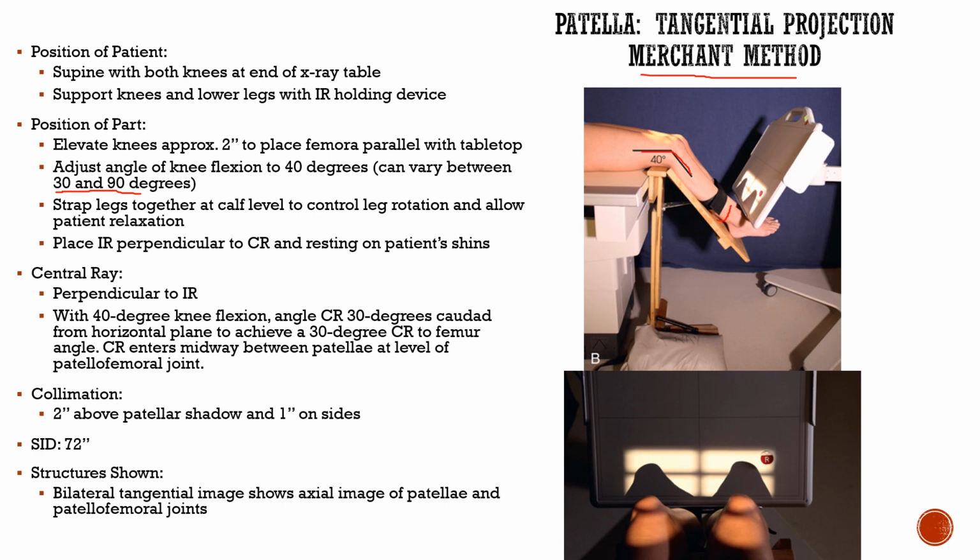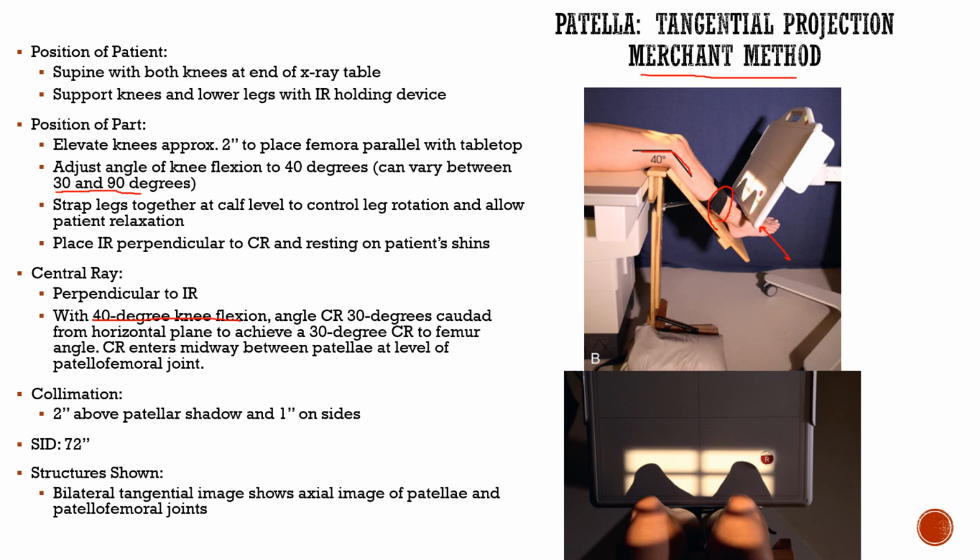We're going to strap the legs in, as we can see, at calf level to control leg rotation, and have the patient relax. We're going to place the image receptor perpendicular to the central ray and resting on the patient's shins. So looking at this, we're going to be perpendicular to the image receptor. With a 40-degree flexion, we're going to angle the central ray 30 degrees caudad from the horizontal to achieve a 30-degree central ray to femur angle.